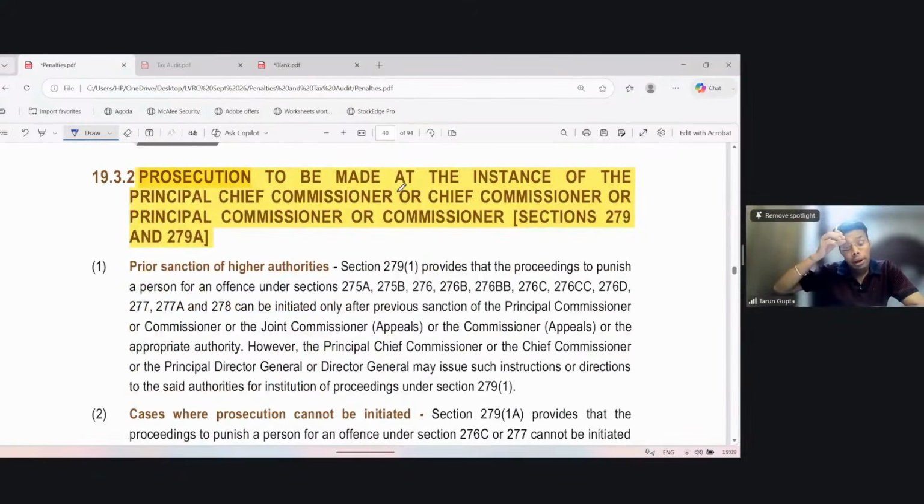Now, the prosecution is to be made at the instance of the principal chief commissioner or chief commissioner or principal commissioner or commissioner. Since it's a big step against the assessee, this step can be taken only with the approval of senior officers.